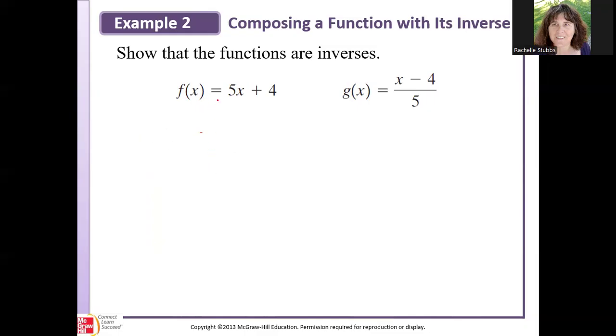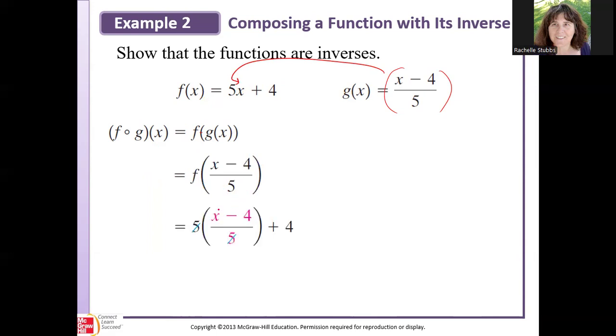So if I start with f composite g, I put g of x in here. Wherever I see x, I'm going to put this whole thing right here. But look, these 5s will cancel out. I'm left with x minus 4 plus 4. They cancel out. And what am I left with? x. So the first half of my proof is true.